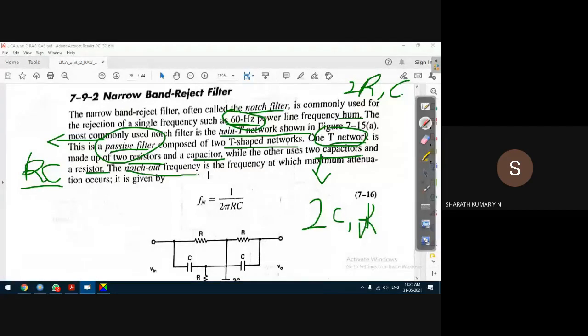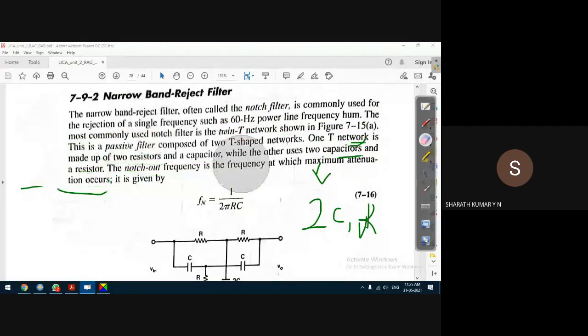The notch out frequency is the frequency at which the maximum attenuation occurs. Attenuation means the output voltage is zero, and then we can say that frequency is totally blocked by the filter. Notch filter, totally blocked. For example, as we have seen, 60 hertz power line, 60 hertz rejection. So a single frequency is successfully blocked.